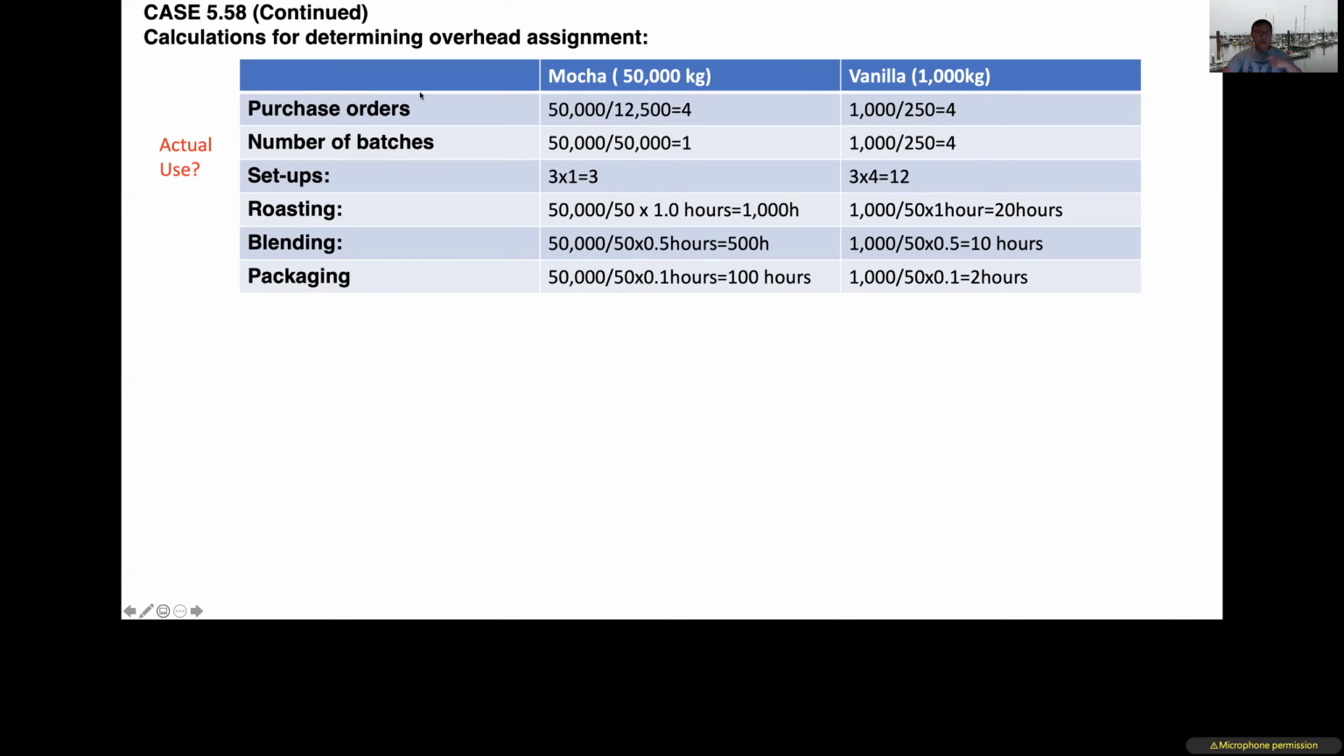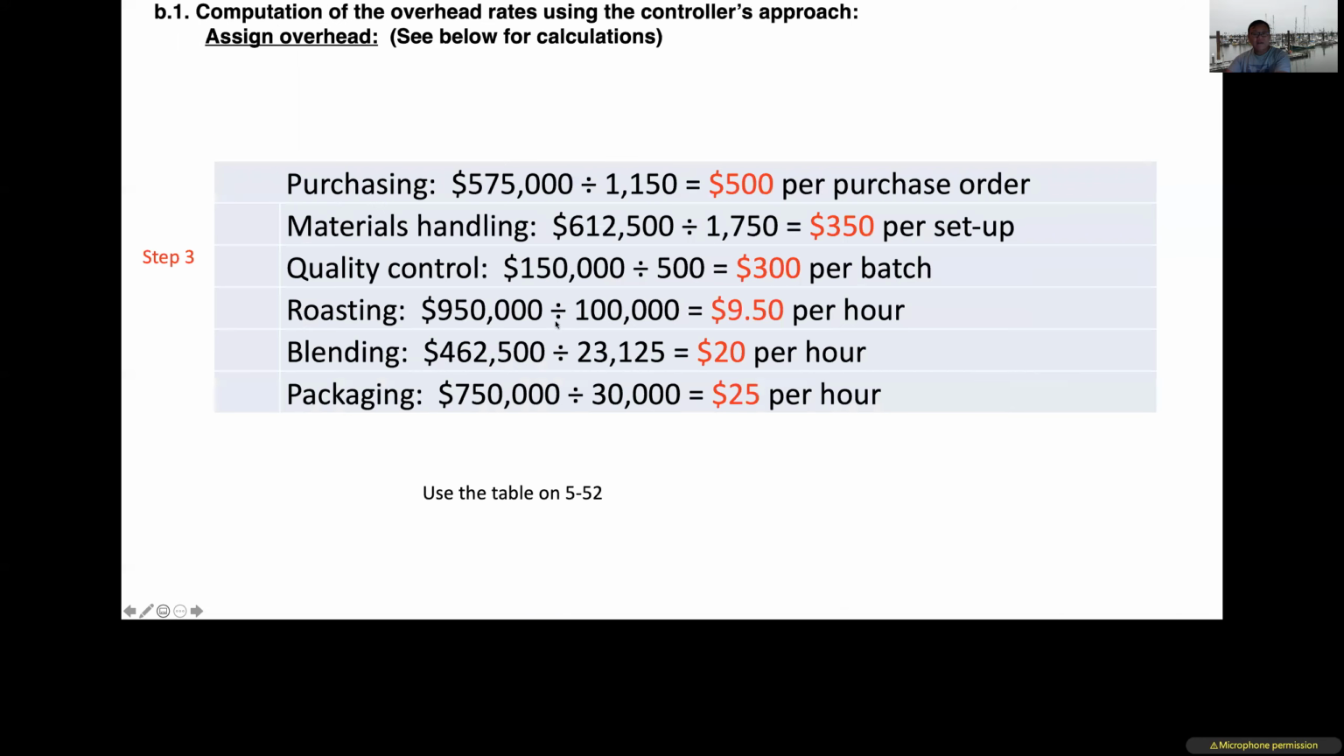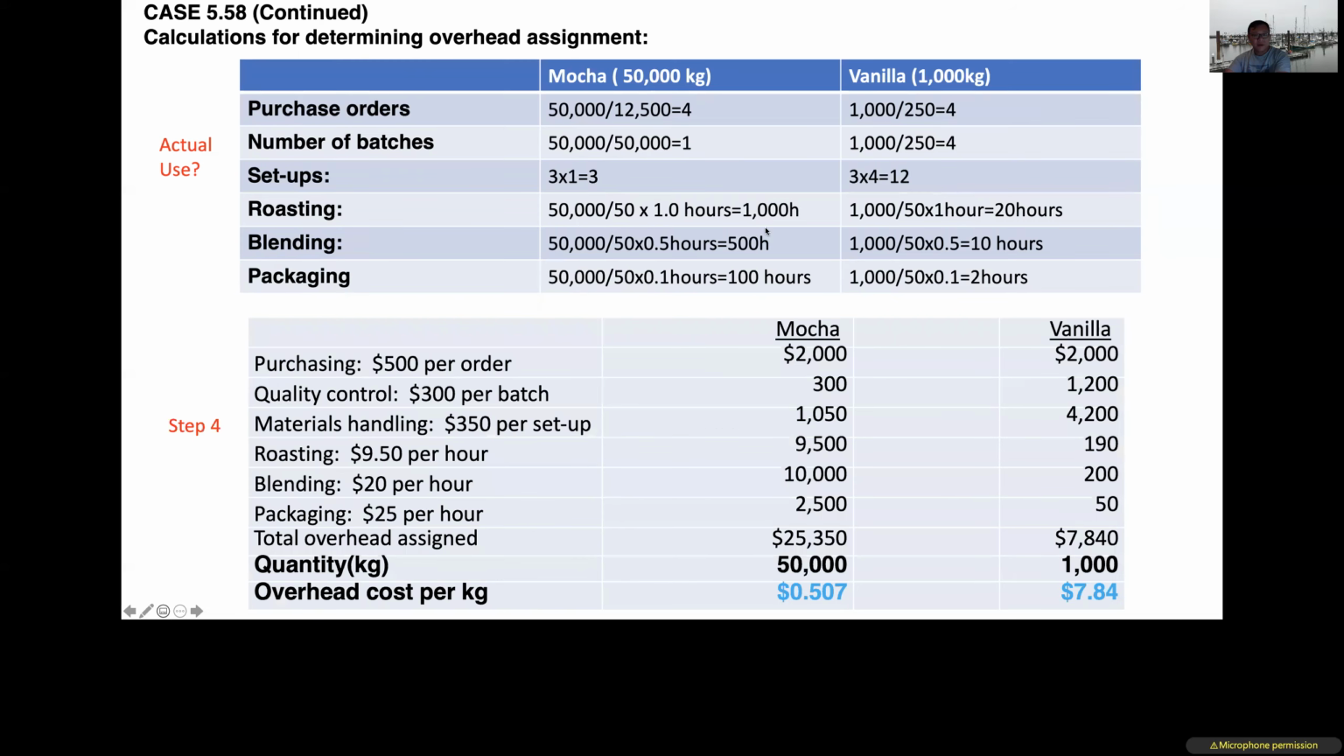Okay, so now we know all the actual use. Now let's go for step 4. Let's calculate the allocated overhead cost. So for example, Mocha, you have $400 per order. These numbers, 400, 500, 3, 350, 9.5, we have calculated on step 3. So now let's apply this standard rate and use the actual cost driver.